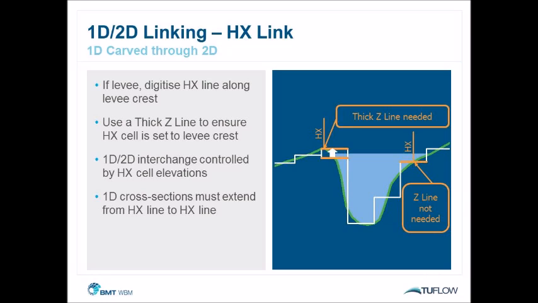Another important aspect is your 1D cross-sections. If you're taking a 1D model that's been developed in the past, the 1D cross-sections may extend not just across the river but into the floodplain, so it's very important that you trim those cross-sections to the distance between the HX lines. To get the conveyance right for your system, you need to make sure that your 1D cross-section width at bank full is something similar to the width between your HX lines.